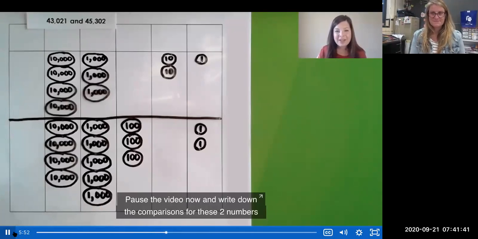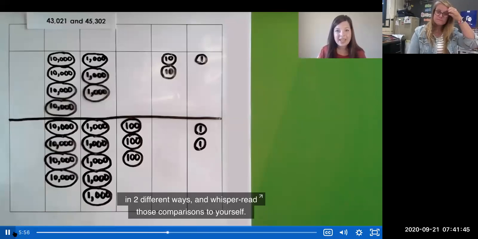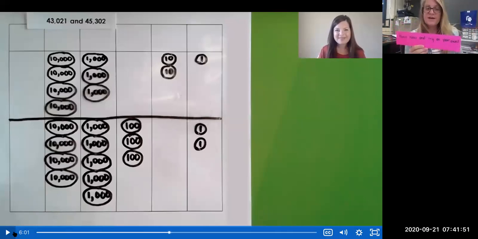Pause the video now and write down the comparisons for these two numbers in 2 different ways, and whisper read those comparisons to yourself. Make sure you pause your video and write down your comparisons 2 different ways. So you should have one with a less than symbol and one with a greater than symbol. Then read those comparisons out loud to yourself.